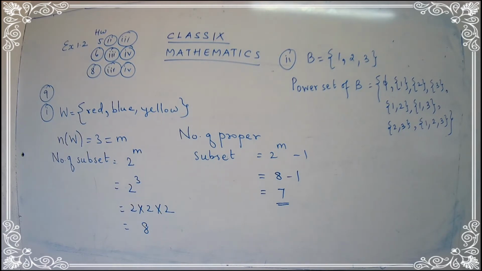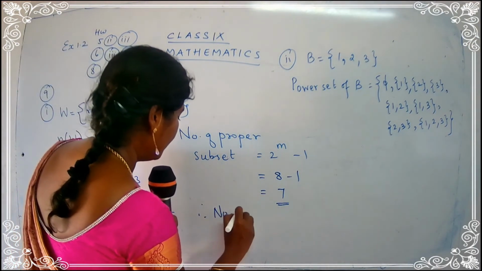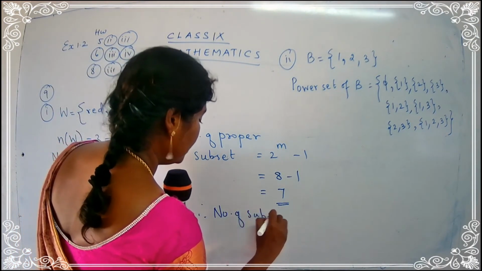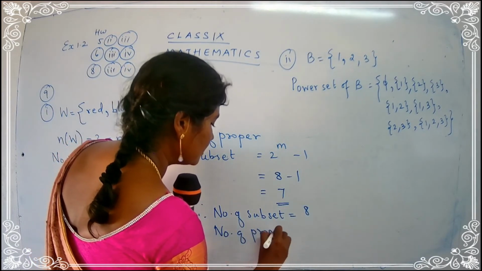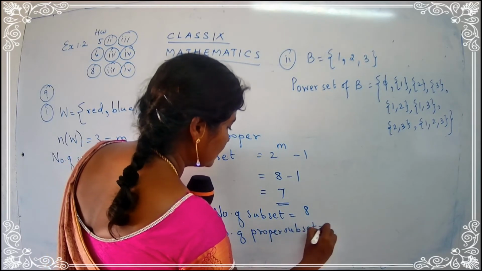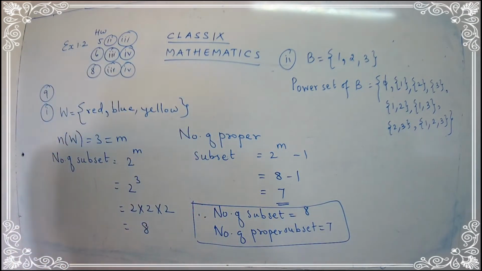Let us write the final answer. Write down the final answer here. Therefore, number of subsets is equal to 8. Number of proper subsets is equal to 7. So this is the answer. Highlight your answers, children. Always you have to highlight your answer. You can just draw a box or you can underline the answer. So number of subsets is equal to 8. Number of proper subsets is equal to 7.